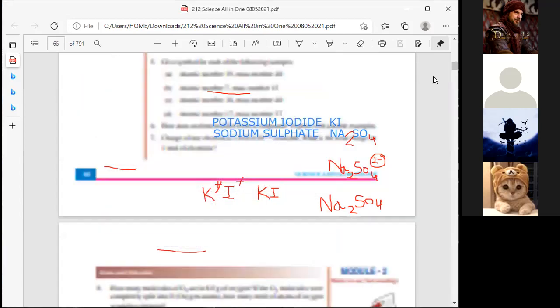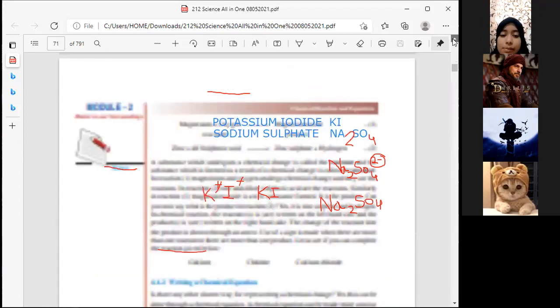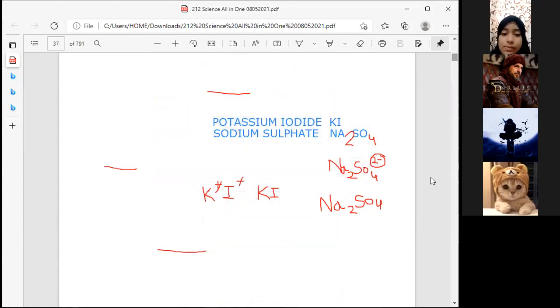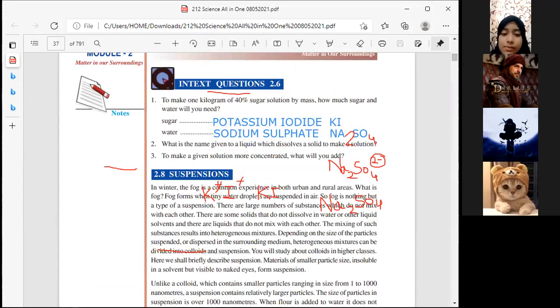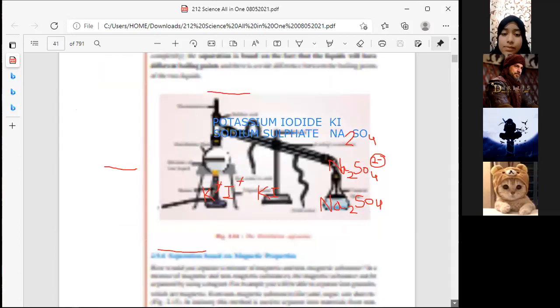Oh, where are you going? My page started moving. We were on which chapter? Third chapter. I need 3.4, correct?